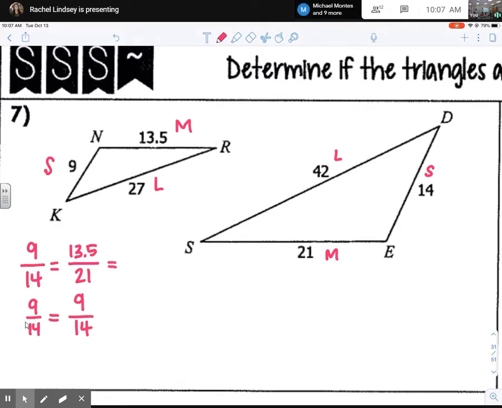So those two sides are proportional. Now we've got to see if the large sides are, so 27 over 42. And that does reduce to 9 over 14. So all the sides are proportionate, or proportional, to one another. So yes, those triangles are similar by side similarity.